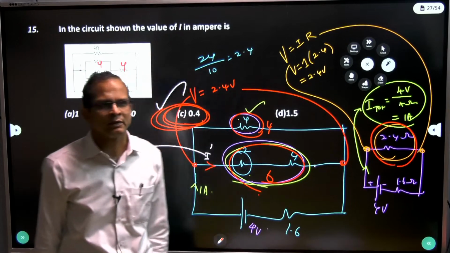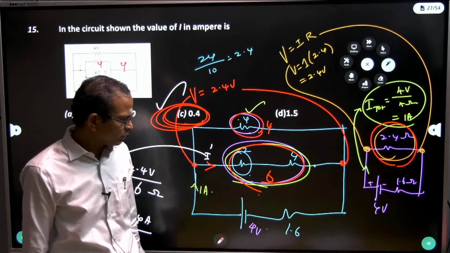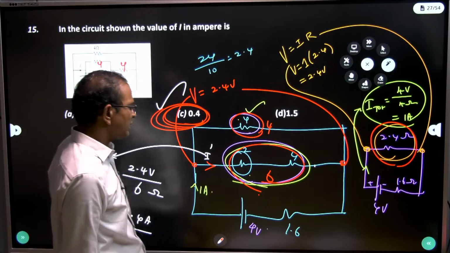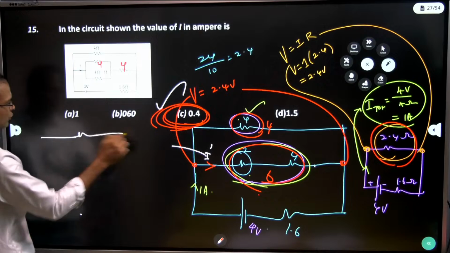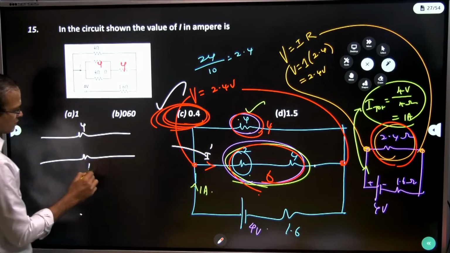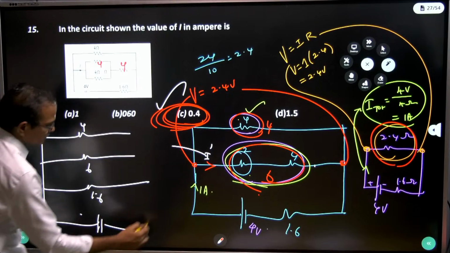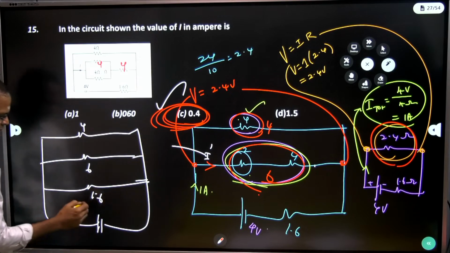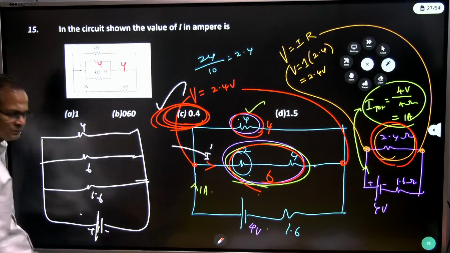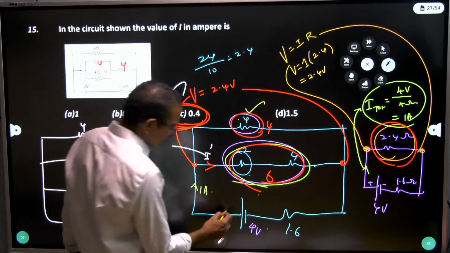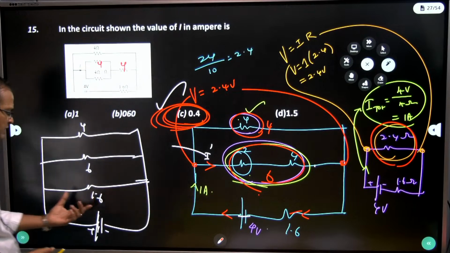Why can't we take all three of them in parallel? No. Because all three of them you can take in parallel, provided it is like this. I'll show you. 4, 6, 1.6 and then battery. If it is like this, your statement is right. You understand? Now you see the difference between this and this. Now current from the battery is flowing through 1.6. You try to understand the difference between this and this.